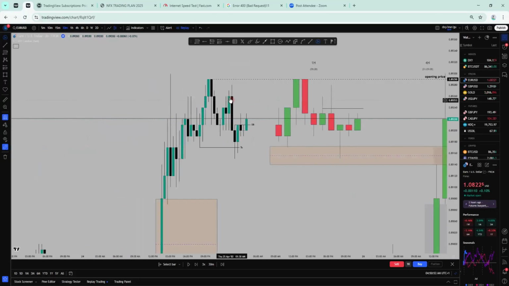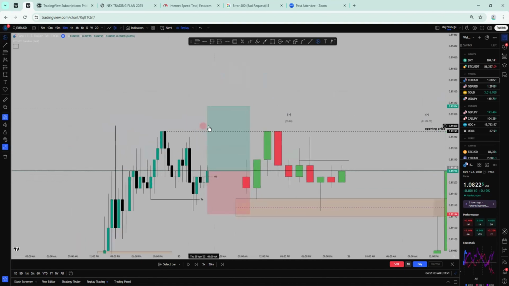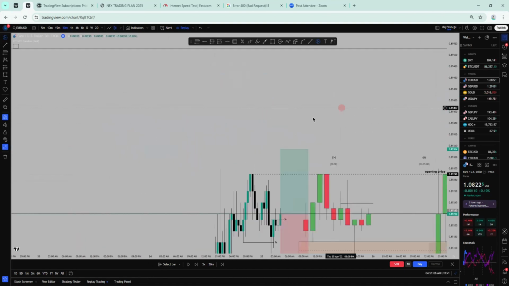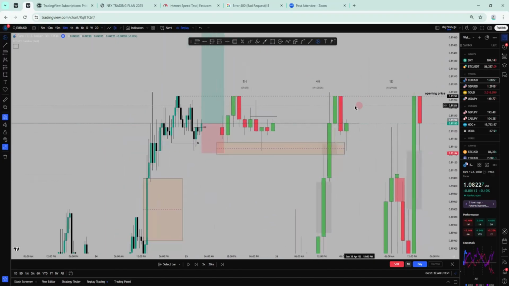Good. So we've had a close now above that 30 minutes, so we can take our long from there with our stops below this low. And we will target the high of the other block that we mentioned. This can be a good trade.